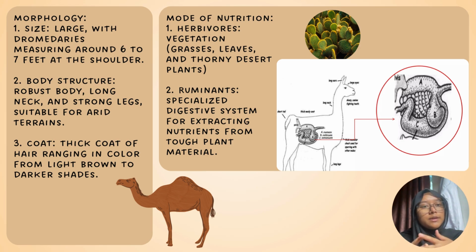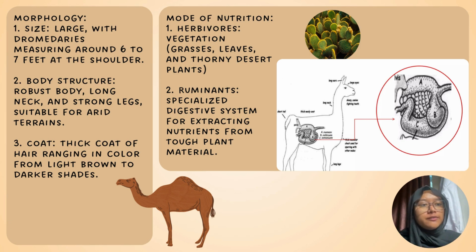Now, let's learn about camel characteristics. Firstly is the camel morphology. They are massive in size, standing about 6 to 7 feet tall at the shoulder. They also have a robust build, long neck, and strong legs that make them well suited for traversing arid terrain. And that thick insulating coat, ranging from light to dark brown, can help them survive in harsh desert climate.